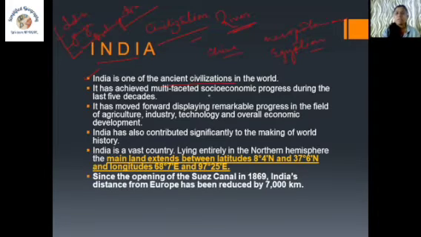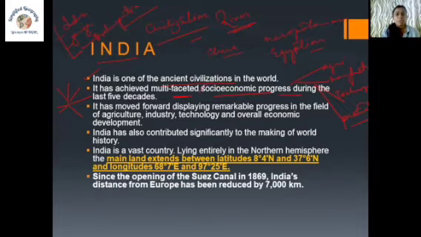It has achieved multifaceted socio-economic progress. What does this word multifaceted refer to? That means various scopes are there. We are progressing in agriculture, in the manufacturing industry, as well as in technology, and in production of different kinds of goods. This is how we have achieved multifaceted socio-economic progress.